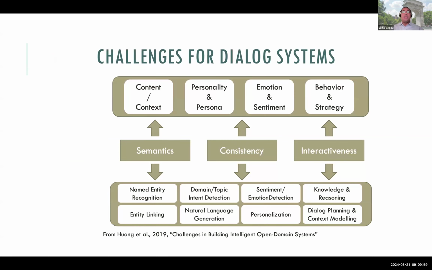So I do a lot of work in dialogue systems. And what I'm trying to do here is show you a framework by Huang et al., where they talked about some challenges for dialogue systems. And to some extent, we can start by thinking about these, like there's some key large issues that we need to care about with respect to dialogue systems. But this really does generalize to other technologies too, where we have several fundamental components like, we need to worry about the semantics of the system, the consistency, the interactiveness.